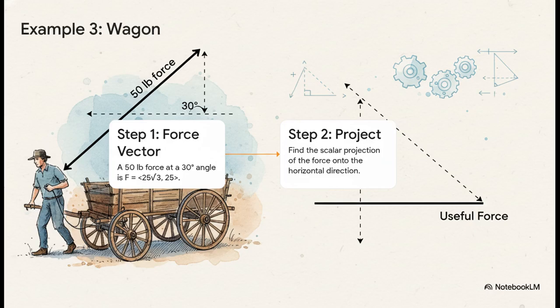You're pulling a wagon. You're using 50 pounds of force, and you're pulling at a 30-degree angle. So how much of that 50 pounds is actually helping to pull the wagon forward? Well, first we use a little basic trigonometry to turn that into x and y components. The horizontal part is 50 times cosine of 30, and the vertical is 50 times sine. Once we have that force vector, we just need to find its scalar projection in the horizontal direction.